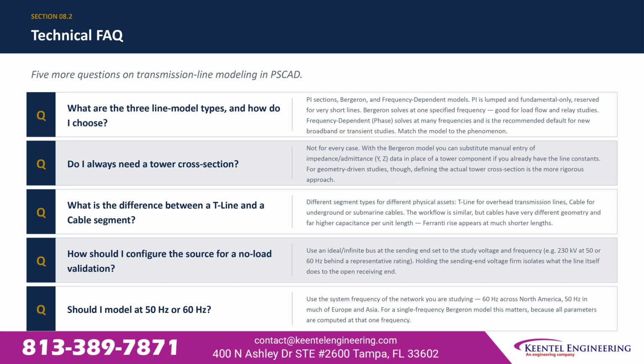How should I configure the source for a no-load validation? Use an ideal or infinite bus set to the study voltage and frequency. Holding the sending end voltage firm isolates what the line does to the open receiving end. Should I model at 50 or 60 Hz? Use the system frequency of the network: 60 Hz across North America, 50 Hz across much of Europe and Asia. For a Bergeron model, all parameters compute at that one frequency, so match the actual operating frequency.